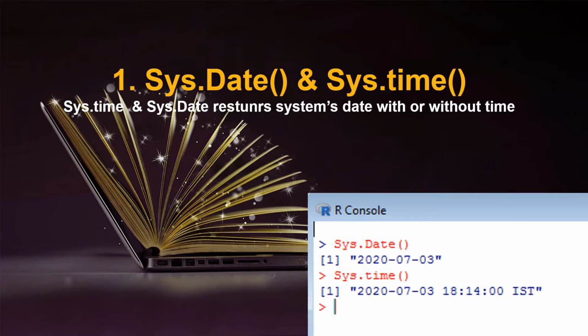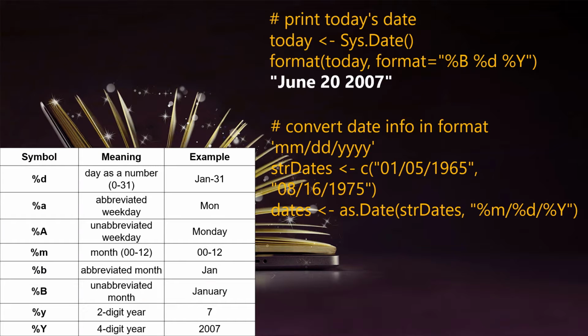The first function is Sys.Date and Sys.time. This function returns the system date with or without time. The first example, if you refer, is Sys.Date, which returns the date in YYYY-MM-DD format. However, Sys.time returns the date along with the time. So, these are the symbols by which you can extract the date or time in a particular format.